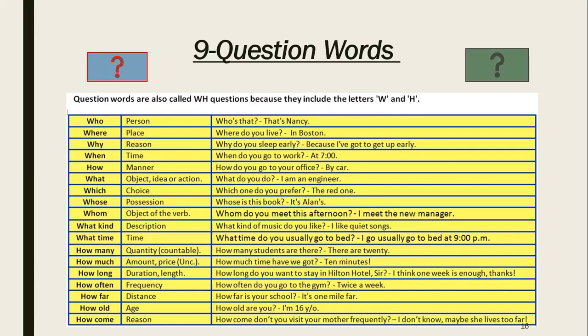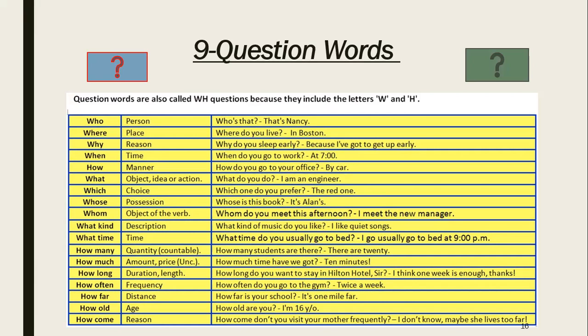Then, if we ask about distance, how far it is between two places, for example, we use how far. How far is it between your work and your house? You can say it's 2 kilometers between them, it's 5 kilometers, whatever. And then if we ask about people's ages, we ask how old are you?